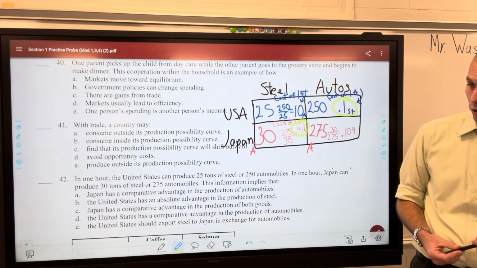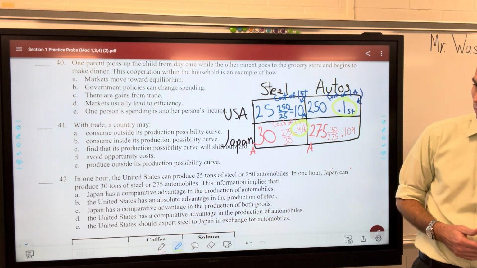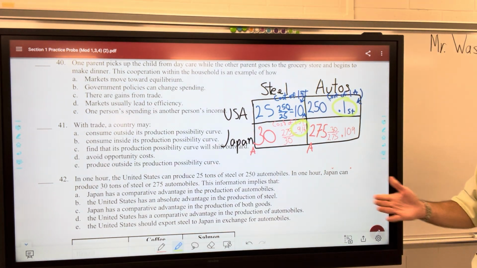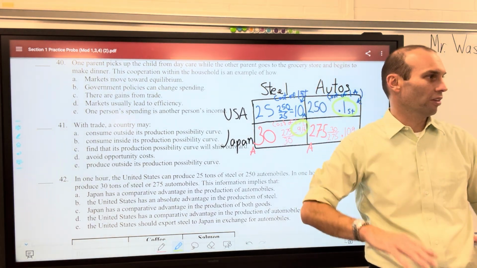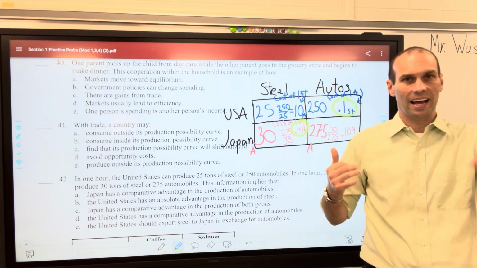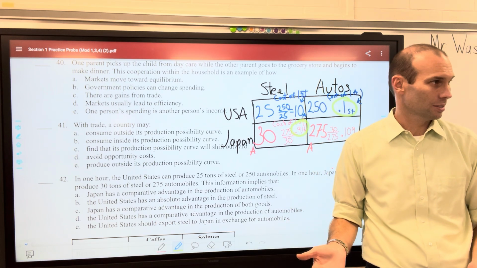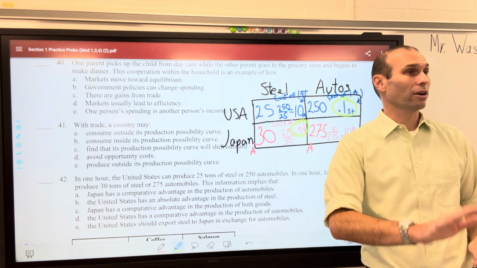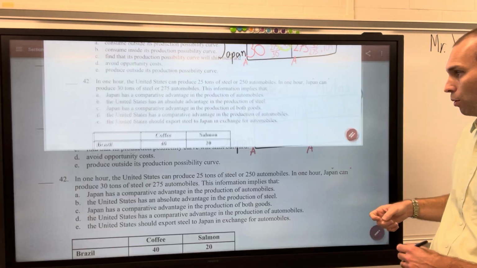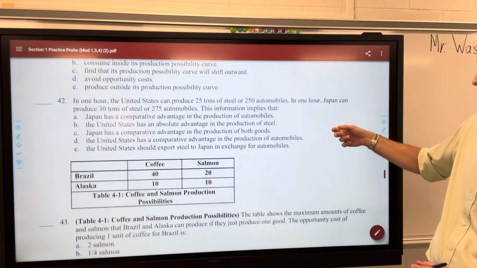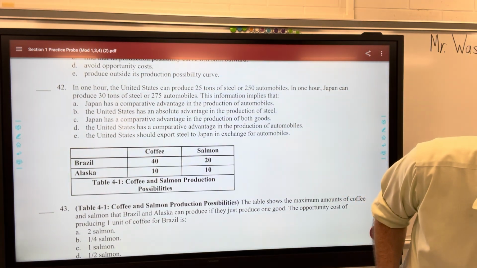So what's the correct answer for 42 now? All right. The United States has a comparative advantage in automobiles. So I just did all the options. If you get a question, they can ask it a bunch of ways, and you're like, I know how to do this. Guys feeling better about comparative and absolute advantage? We'll do them much faster from now on. Okay, so the next one here is 45.